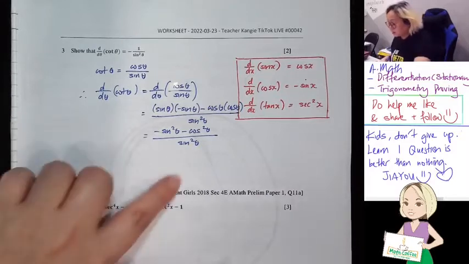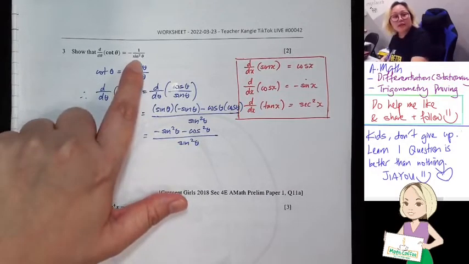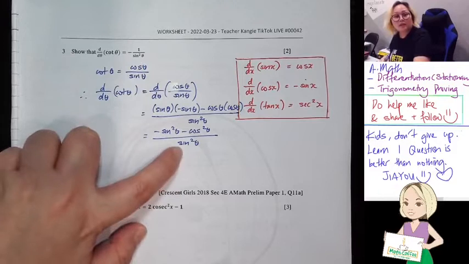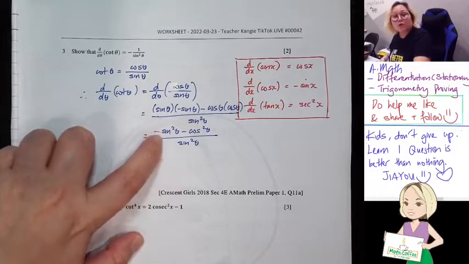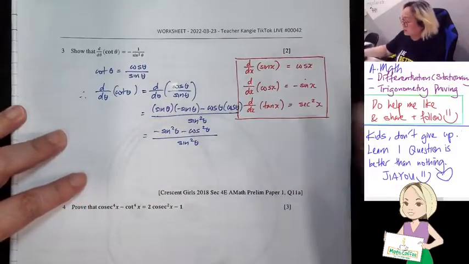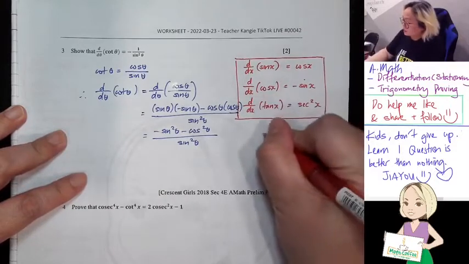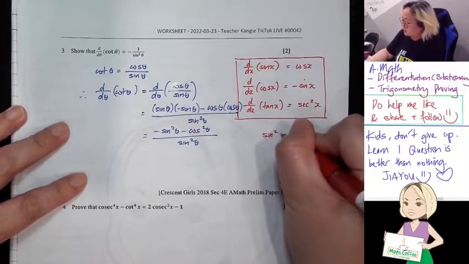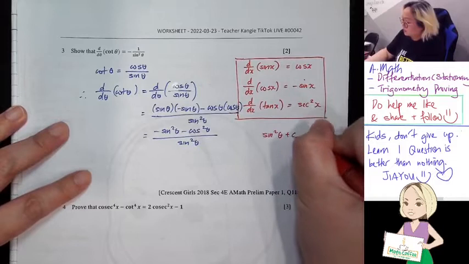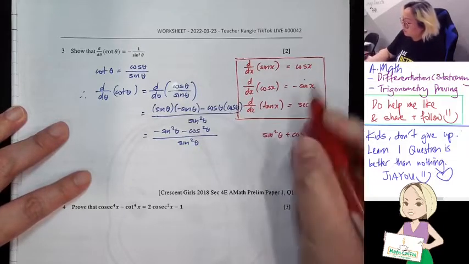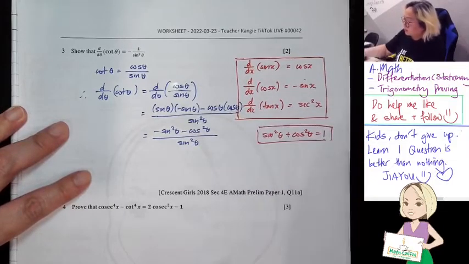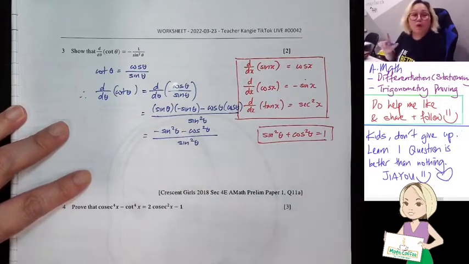Then how? Let's take a look at the question. You can see that our denominator is sine square theta. It's already almost there. So again, we're going to use the popular identity, which is sine square theta plus cosine square theta is equals to 1. It's just that you need to do one more step. Take out negative 1, take out the common factor.